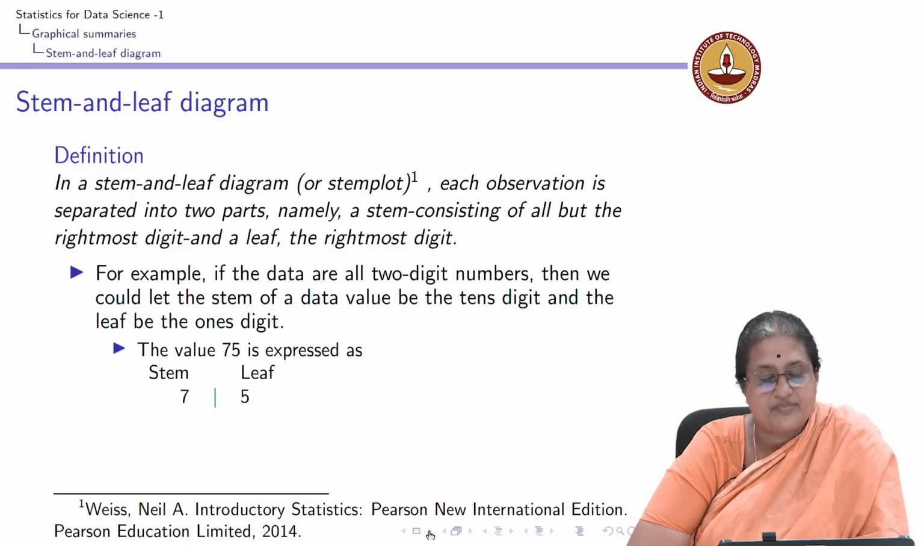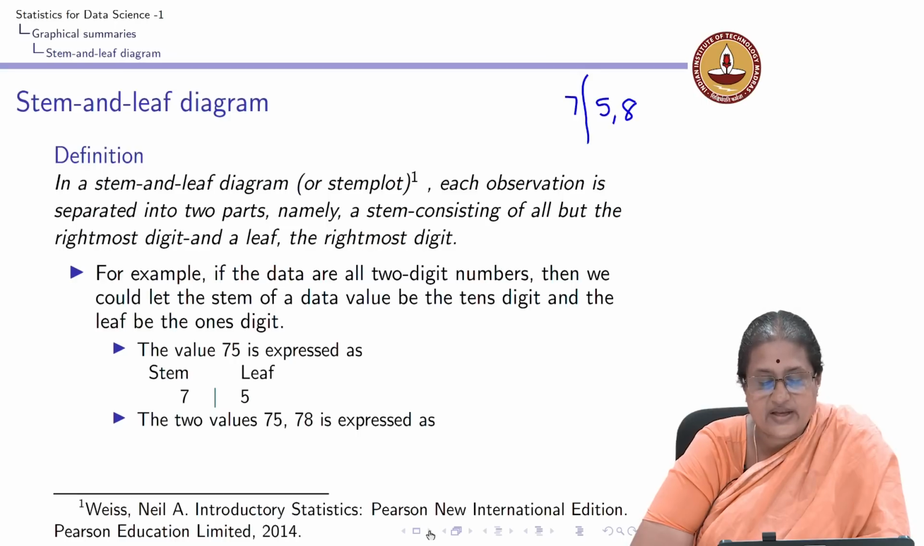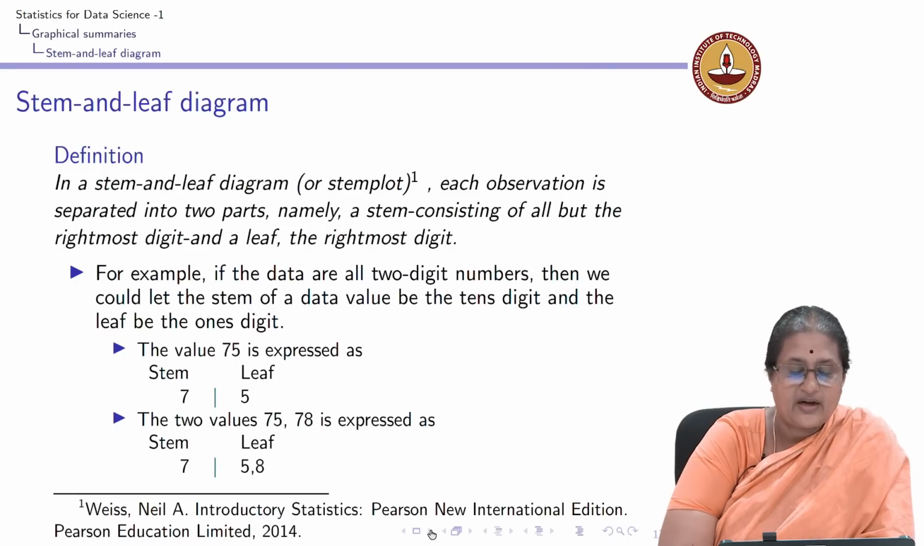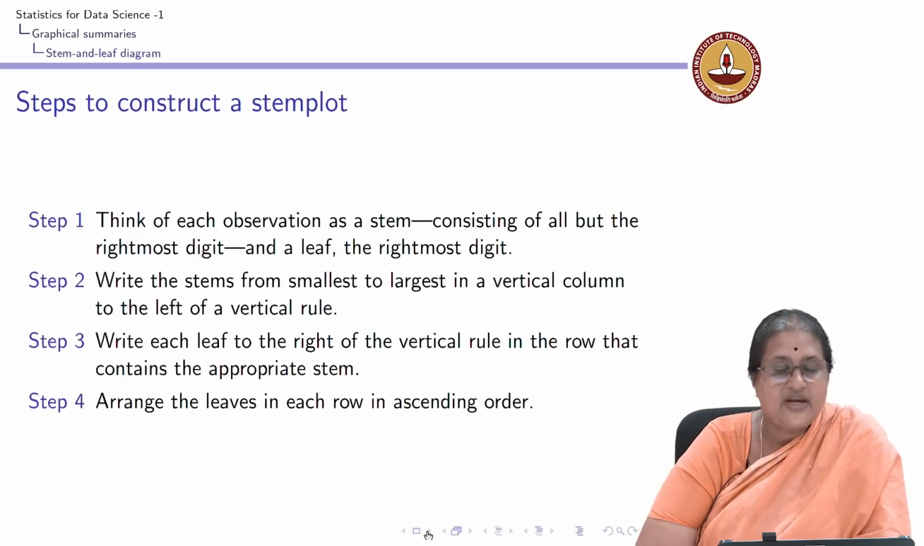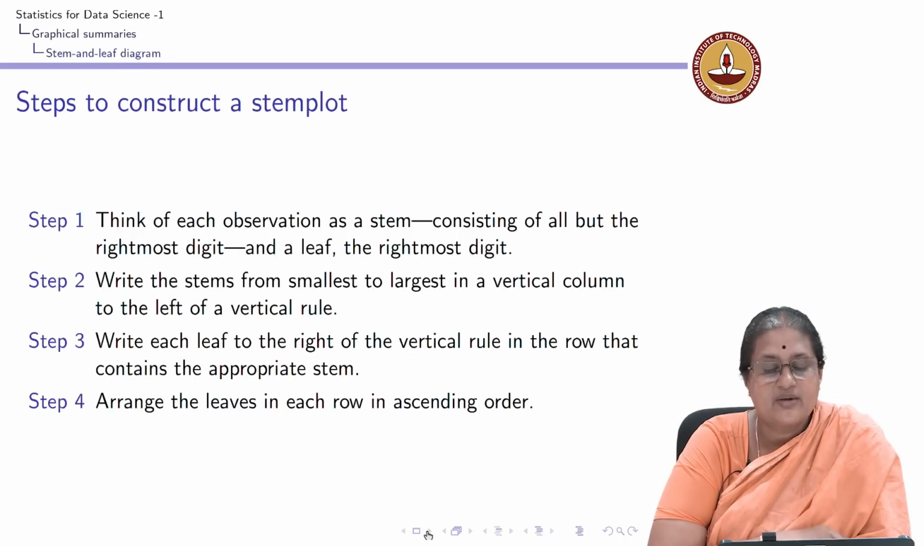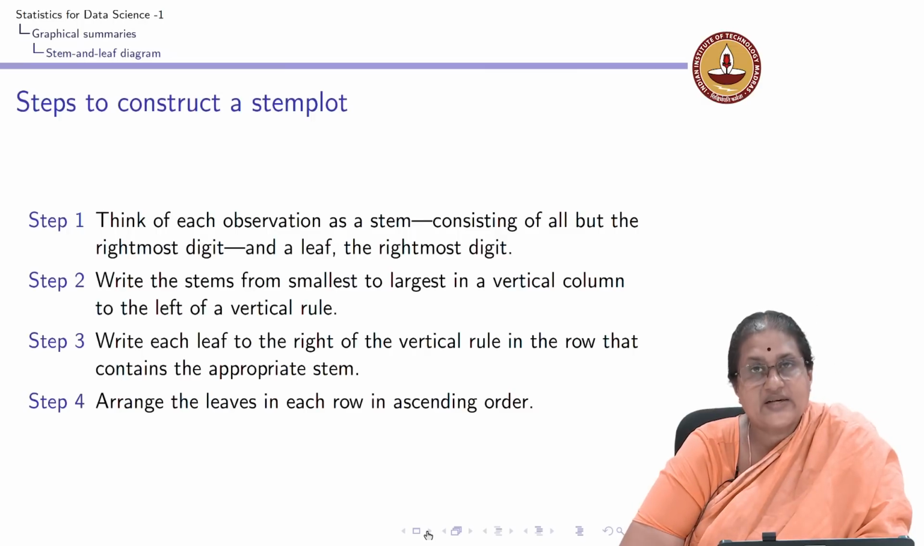The value 75 can be represented as 7 and 5. Now, if I have two values, for 75 the stem was 7 and the leaf was 5. For 78 the stem is again 7 and the leaf is 8, and I can represent these values by just having one stem and two leaves. So this is called a stem and leaf plot. How do I construct it? Look at any observation as a stem consisting of all but the rightmost digit and a leaf as the rightmost digit. Write the stems from the smallest to the largest in a vertical column to the left of a vertical rule. Write each leaf to the right of the vertical rule and arrange the leaves. This is how we construct a stem plot.